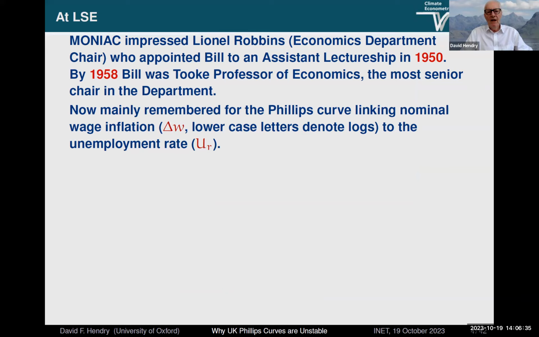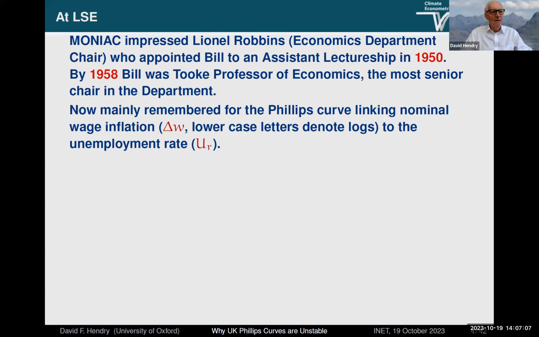LSE asked for a demonstration of MONIAC, and it impressed Lionel Robbins, who was a very right-wing fundamentalist economist who thought that economic theory was the only thing worth doing and anything else was a waste of time. But he was very impressed by MONIAC and appointed Bill to an assistant lectureship in 1950. Note, he had no degree. But by 1958, he was promoted to be the Tooke Professor of Economics, the most senior chair in the department, in the most rapid promotion that's ever happened to the Tooke chair.